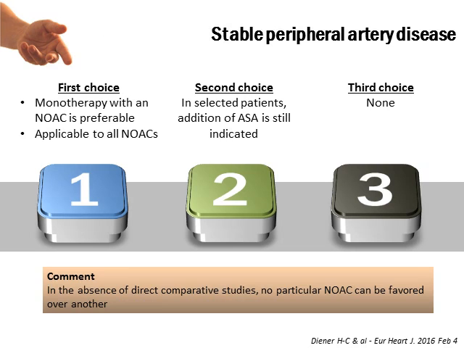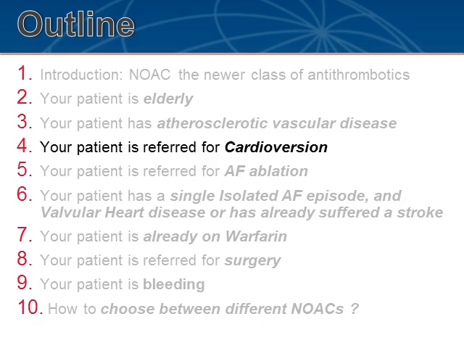A problem which was not tested yet in a special study is the patient with stable peripheral artery disease. Again, the preference is the monotherapy with NOAC. Why NOAC? Because of the superiority in efficacy and superiority in safety, and applicable again to all NOAC, and no particular NOAC can be favored over another because of the lack of head-to-head studies. Again, in very selected patients, for example, in significant carotid artery disease, aspirin could be added to the monotherapy, again at the price of increasing the bleeding risk.